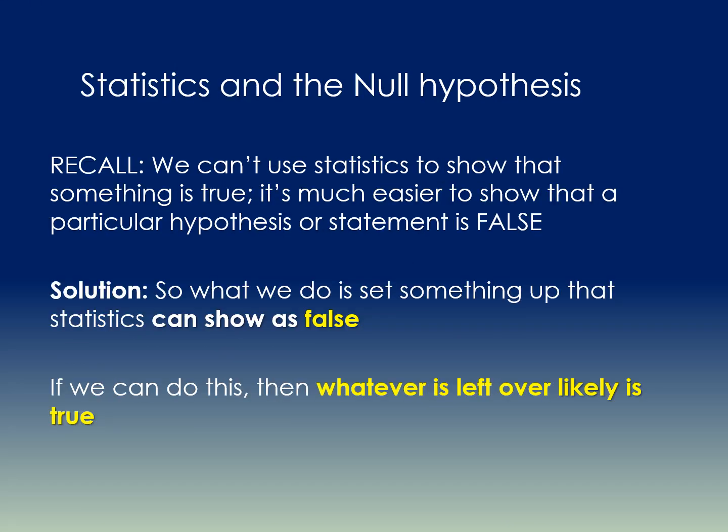So we're going to transition into the null hypothesis now, and I have something up there, statistics and the null hypothesis. Now this is a bit of a recall. Remember at the beginning of the term, we said that we can't use statistics to show that something is true. It's much easier to show that a particular hypothesis or statement is false. And so what we do in statistics is we set something up that we can use statistics to show is actually false. And if you can show that whatever we've set up is false, then whatever is left over is likely true, or likely the state of things.